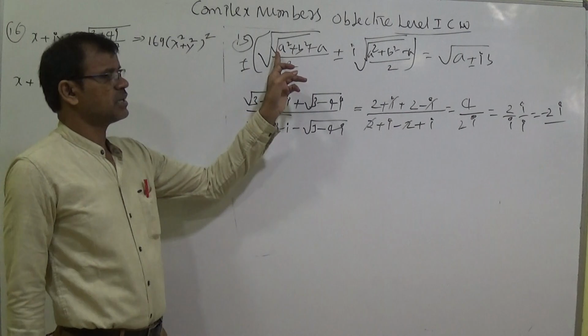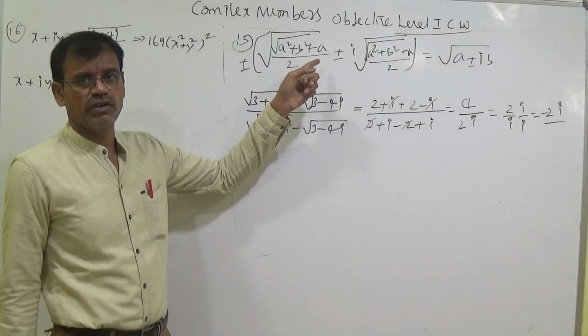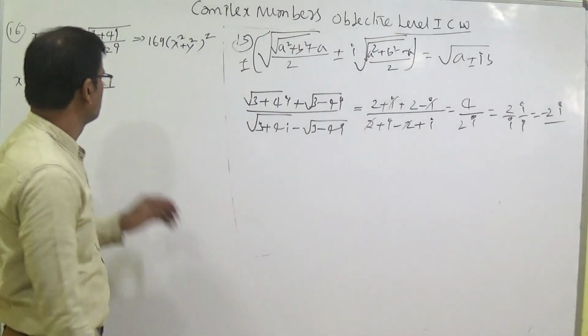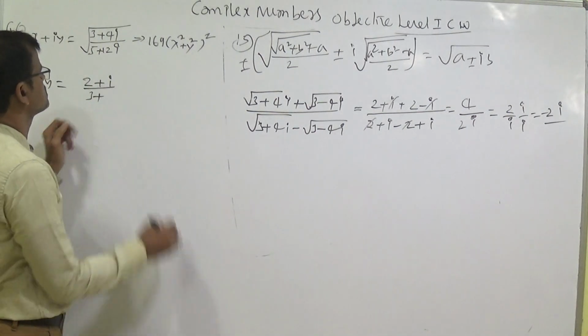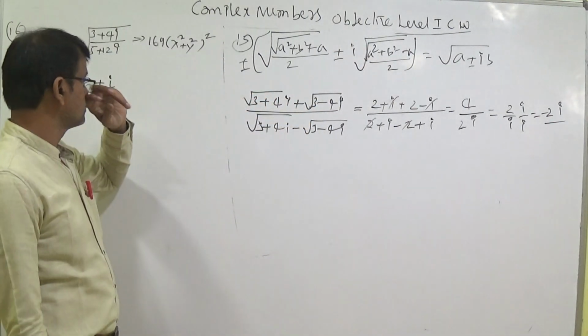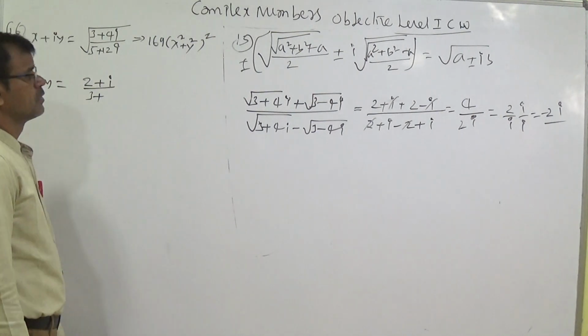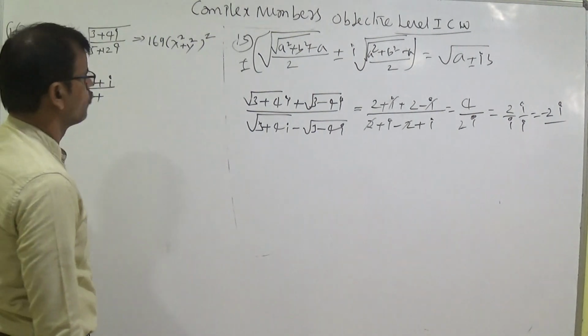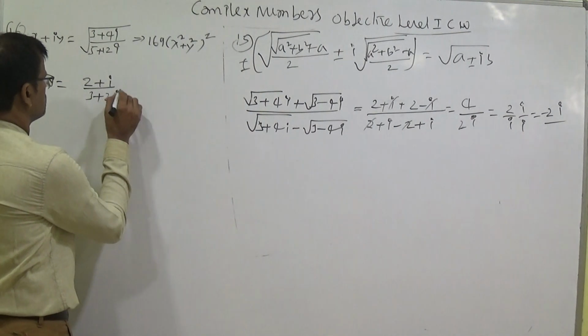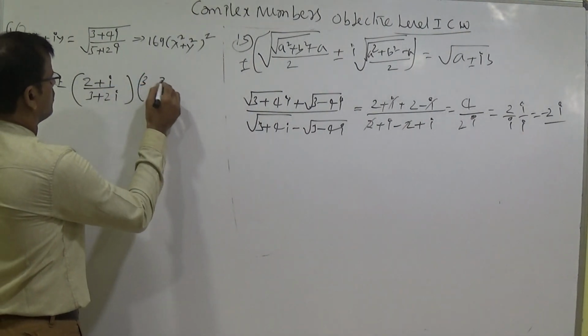12i can be understood as 25 plus 144, it is 169, root 13. 13 plus 5, 18, 18 by 2, 9, 9 root 3. 3 plus... this is 25 minus, so 13 minus 5, 8. 8 by 2, 4, root 4. So this is 2 plus i by 3 plus 2i.